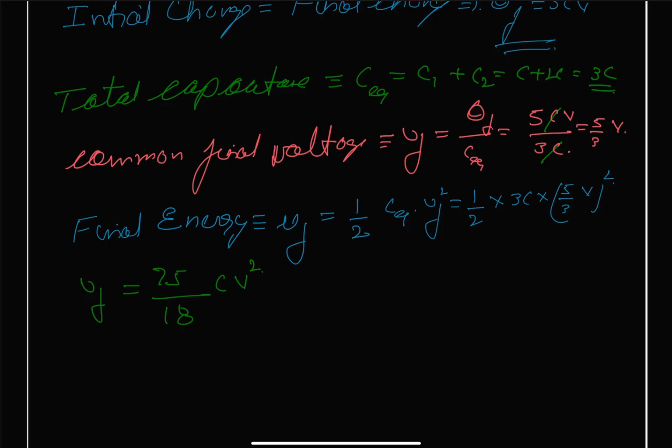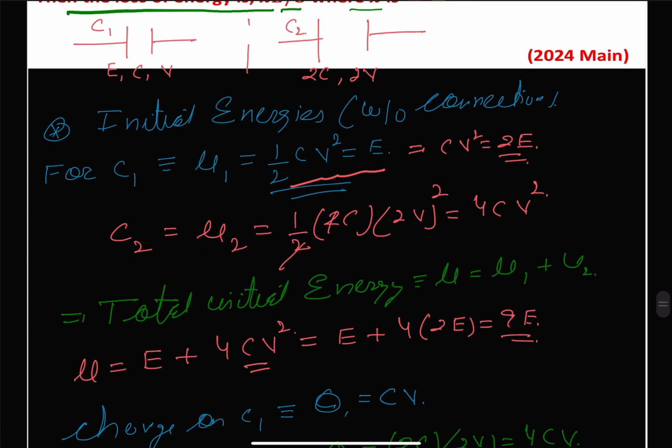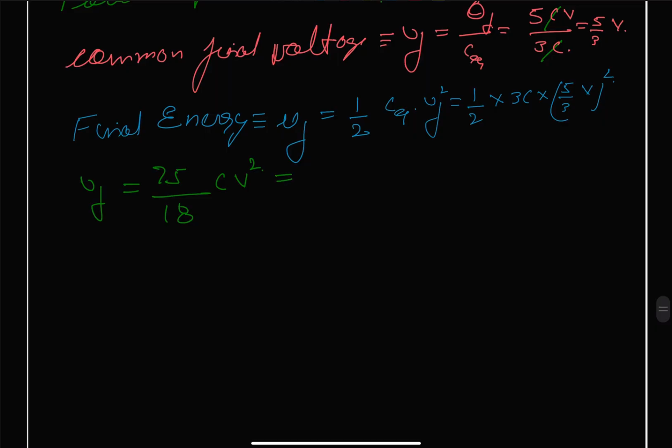And CV square we already know is 2E, so we substitute it, we get this as 75 upon 18 multiplied by twice E, and this can be written as 25 by 3 times E. Now we can find out energy loss.